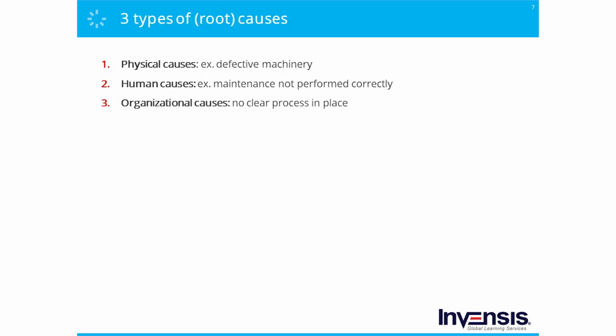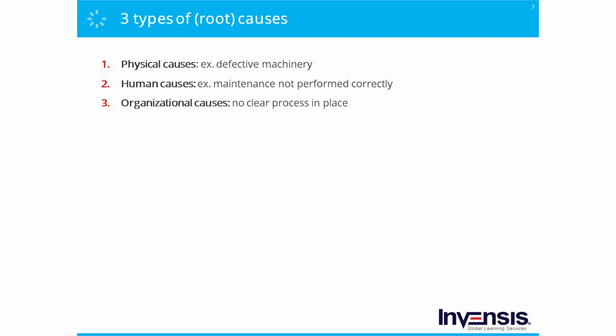Through root cause analysis, we find 3 main types of root causes. That is physical causes, for example, defective machinery, broken machinery, or the floor of the industrial plant may be broken, hence we have some problems. We have human causes. That could be, for instance, human error, maintenance not performed correctly, maintenance not performed at all, etc. And we have organizational causes. One example is not having any clear processes in place.